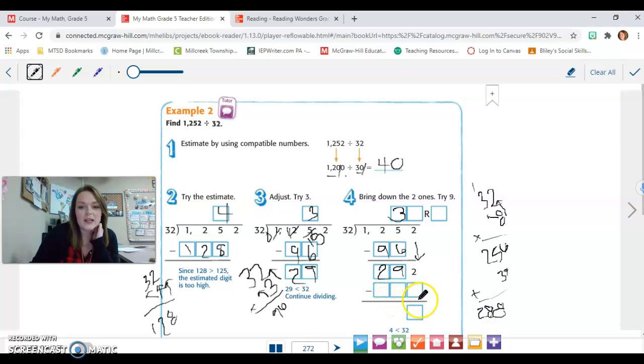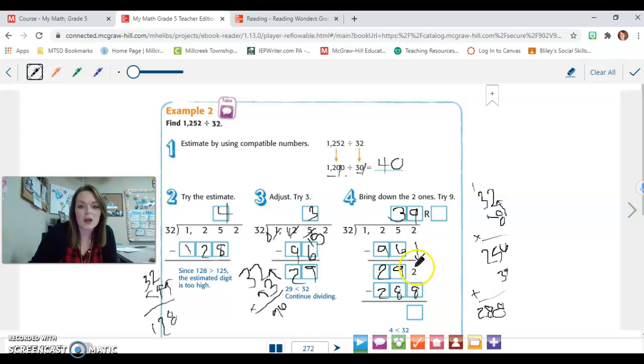Okay, so 288, 292. There are 4 numbers in between. I think that's as close as I am going to get. So I'm going to write 288. I'm going to put my 9 up top. So 39, and now we need to figure out the remainder.